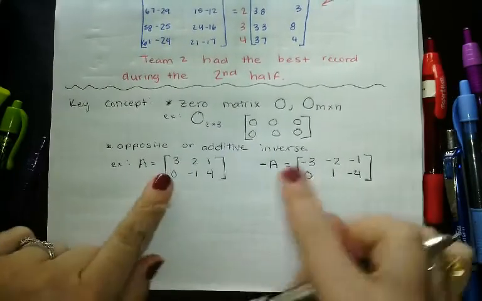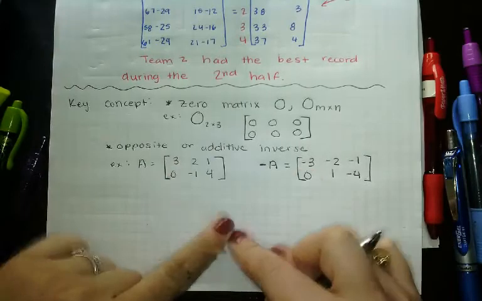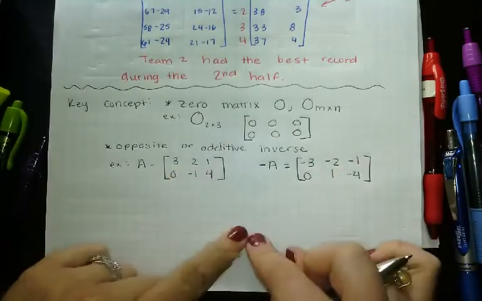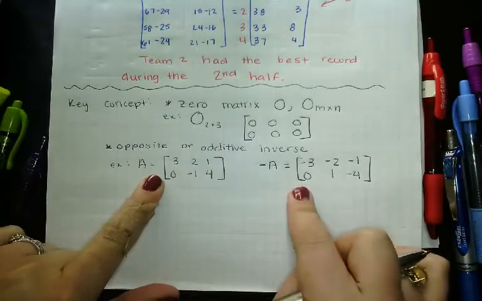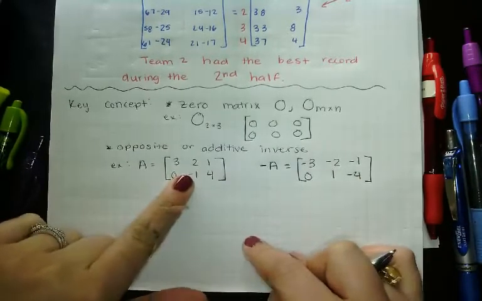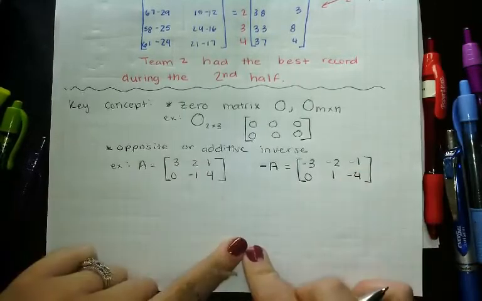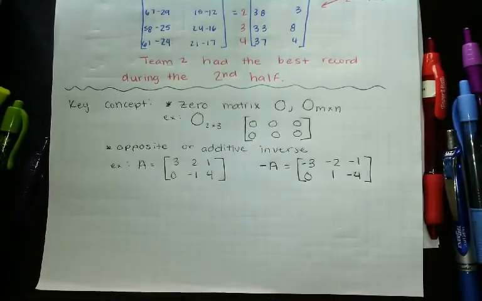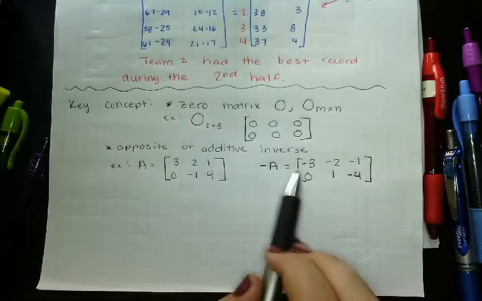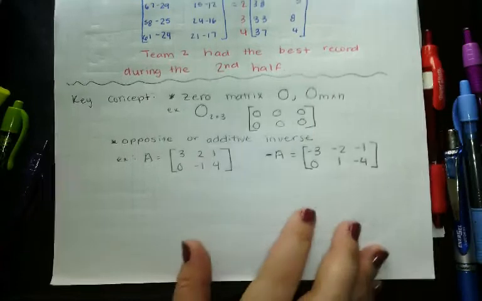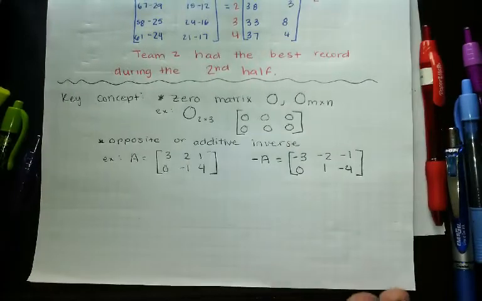And when we add these together, 3 minus 3 would be 0. 2 minus 2 would be 0. 1 minus 1 would be 0. 0 plus 0 would be 0. Negative 1 plus 1 would be 0. 4 minus 4 would be 0. So we're basically just adding them together, and since 3 plus negative 3 is just 3 minus 3, when we add them together we get 0. So there's a key concept here.